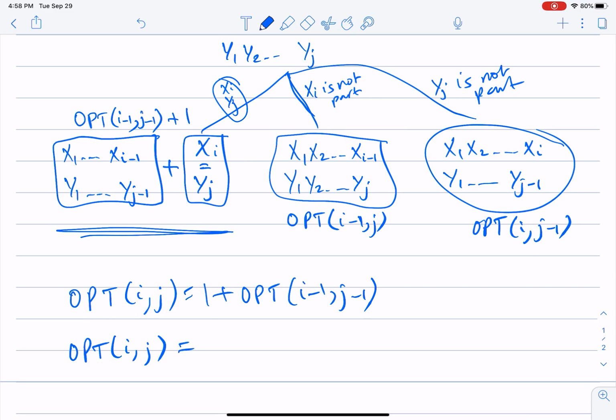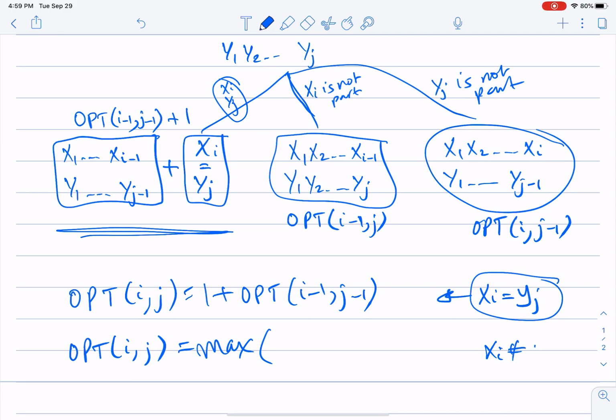So opt of ij, now we need to look at the maximum of either. If xi equals yj, we can actually always force them to go together, okay? Even if they don't have to go together, if yj went with xi minus 1, I can replace that by yj goes with xi without losing anything. So I can take opt of ij to be 1 plus opt of i minus 1, j minus 1 if xi and yj are the same letter.